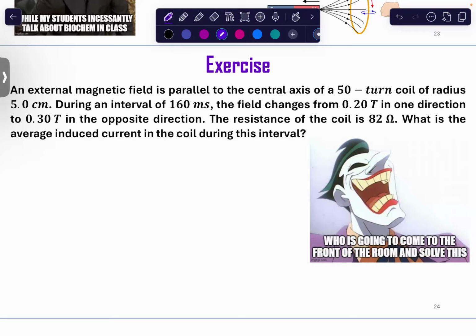All the formulas you've had up to this point. You know the change in the magnetic flux. Okay, so what is the average induced current? And how am I going to figure this out with the resistance of the coil?